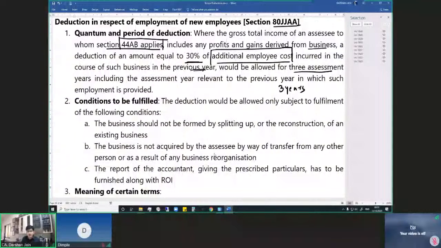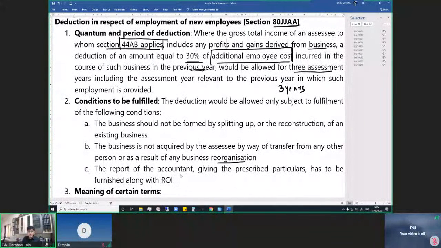The business is not acquired by the assessee by way of transfer from any other person as a result of business reorganization. So again, similar to splitting and reconstruction, what could happen is there could be a transfer of business and you would claim that you have started a new business and therefore you have generated new employment. That is again not the intention. You should start a new business altogether and generate employment. Whatever employment you generate, 30% of the additional employee cost would be available as deduction under 80JJAA.